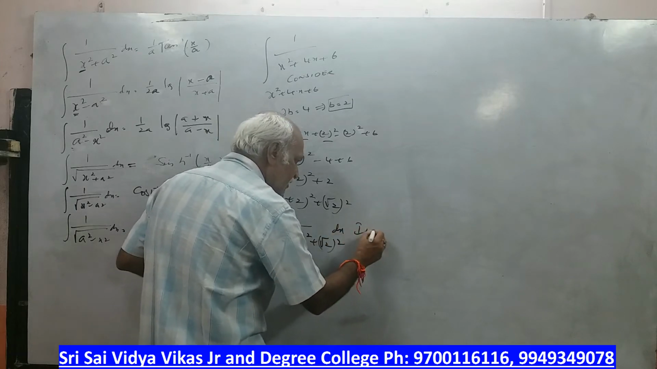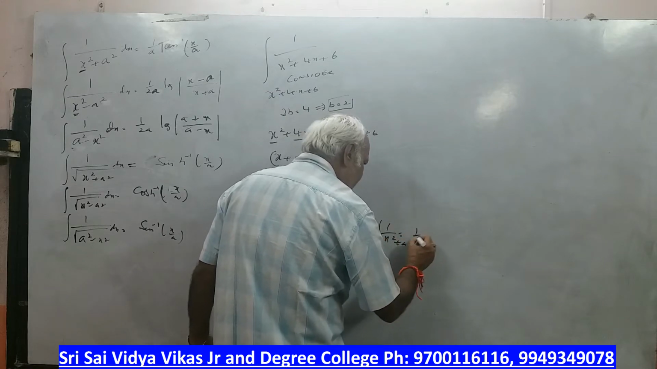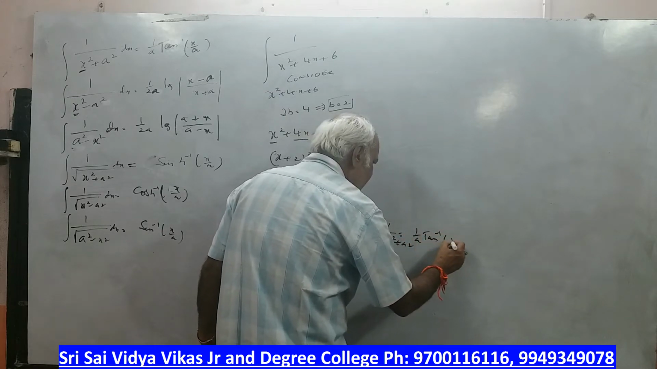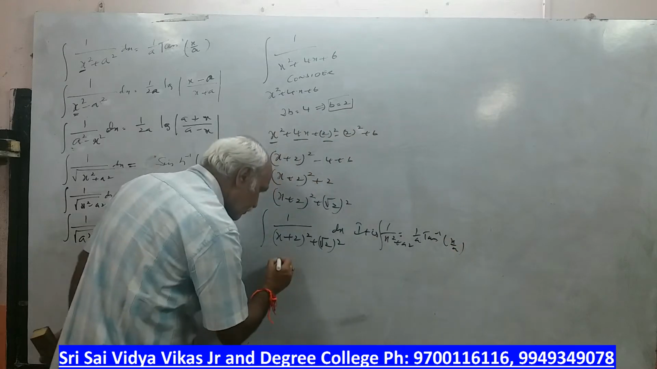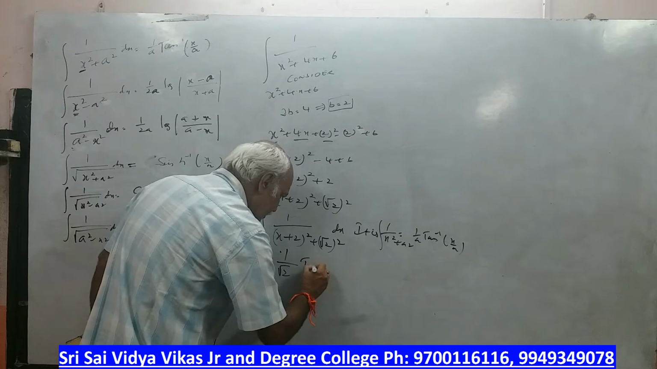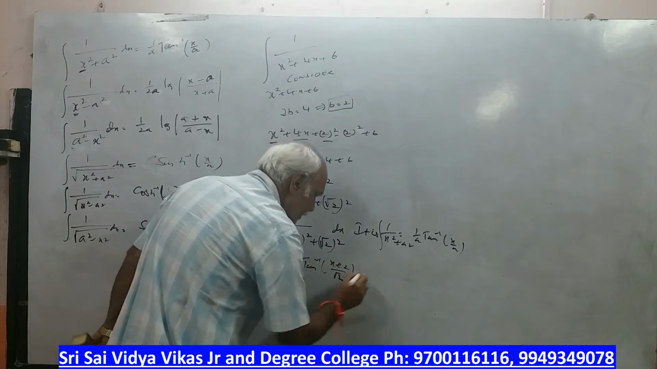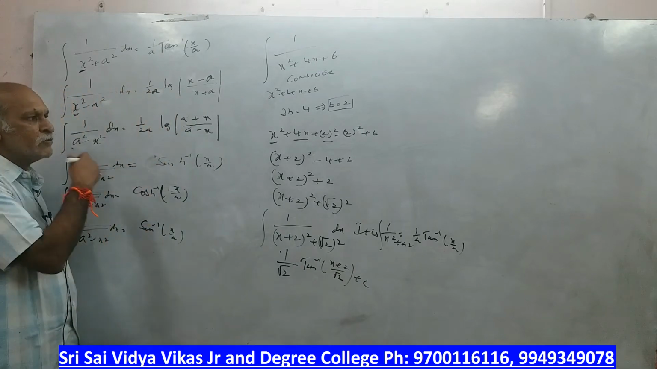It is in the form 1 by x² + a², so the result is 1 by a tan inverse x by a. So 1 by a means √2 tan inverse of (x + 2) by √2 plus c. So what we have to do is add and subtract.